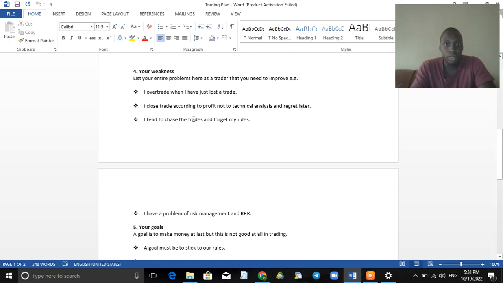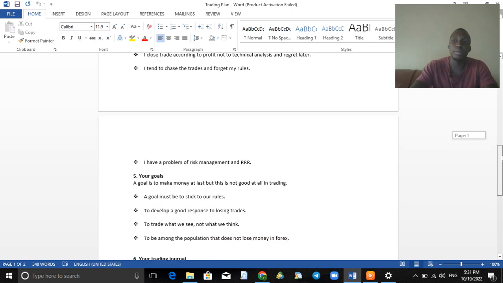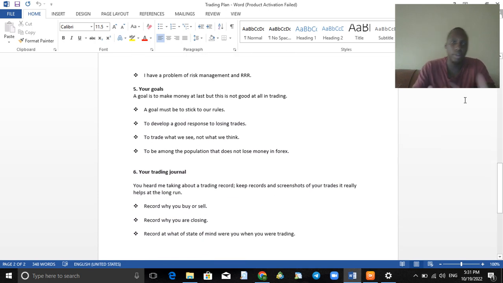I tend to chase trades and forget my rules. You said you're going to focus on four pairs, and the next day you have added another pair. So you have to stick to the rules which you made by yourself and not keep changing them over and over. I have a problem with risk management and risk to reward. Find a way to fix it. Read books, watch YouTube videos, and find a way to manage risk on your account, which is risk to reward.